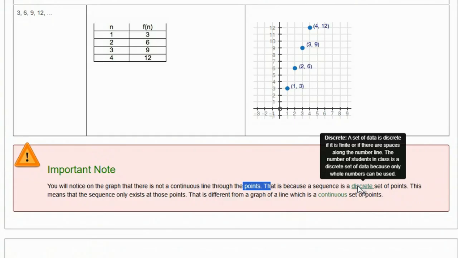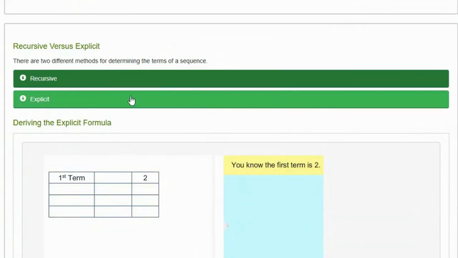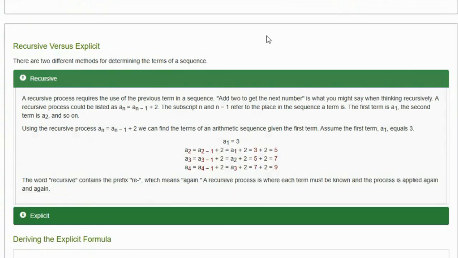A set of data is discrete if it's finite or if there are spaces between them. This does not include any number between 3 and 6. If we connected that, it would include every number between 3 and 6. So this is different from a graph that has a continuous set of points. There are going to be 2 different methods for determining the terms of a sequence. One of them is the recursive. So let's talk about that. And we're gonna write down our first formula here as well. Arithmetic sequences.